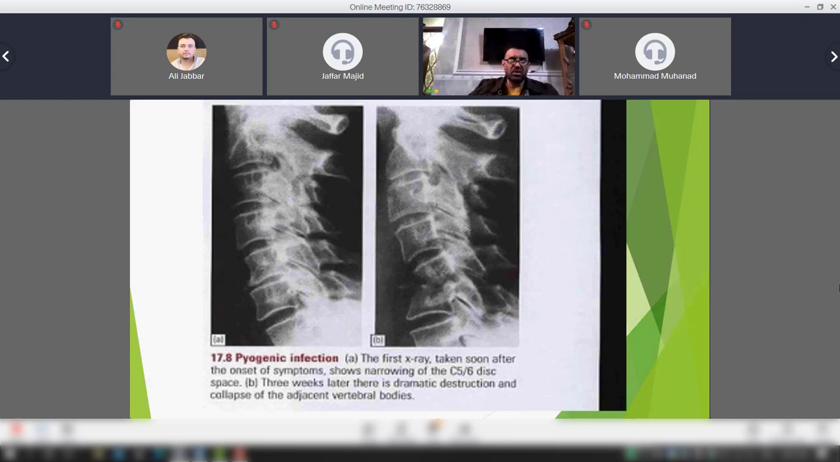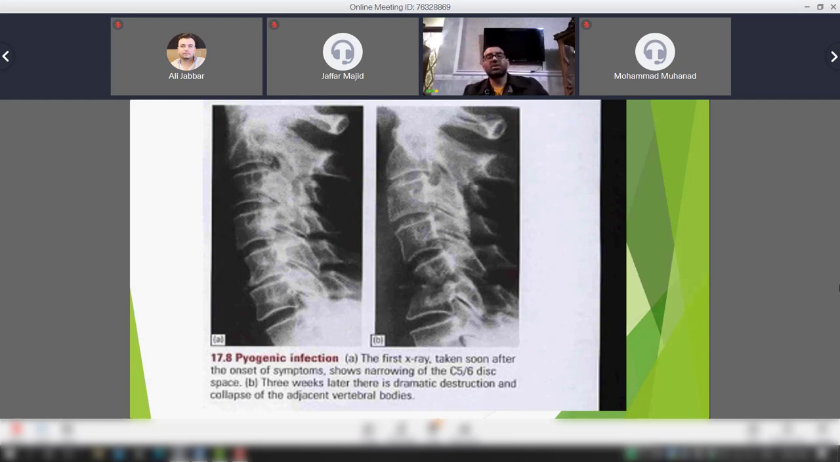You can apply it here. Now, a patient with severe spasmodic torticollis, severe spasm, severe pain, sometimes fever or not, is sent for X-ray and shows this picture with narrowing of the disc space.